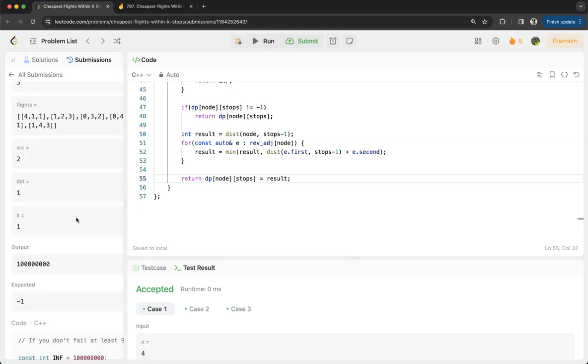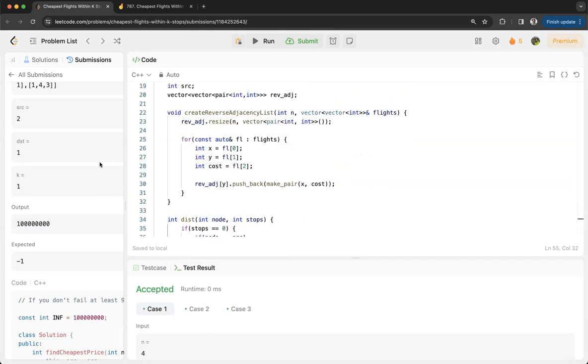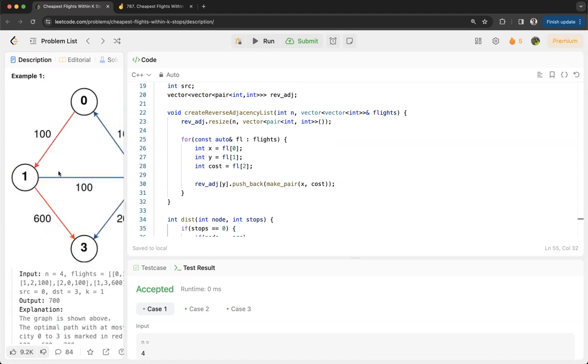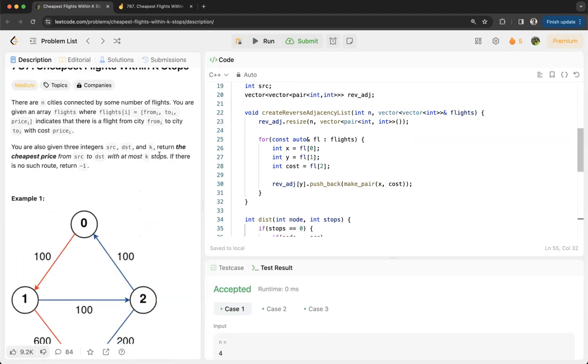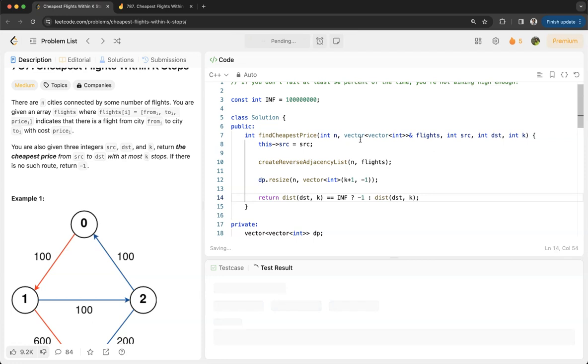Wrong answer. Oh, sorry. So if there is no path, we should return -1. Here, read the problem statement. Okay, here, yeah. If there is no such route, return -1. So here we should check if this is inf, return -1, otherwise return this stuff, DST and K. Okay.